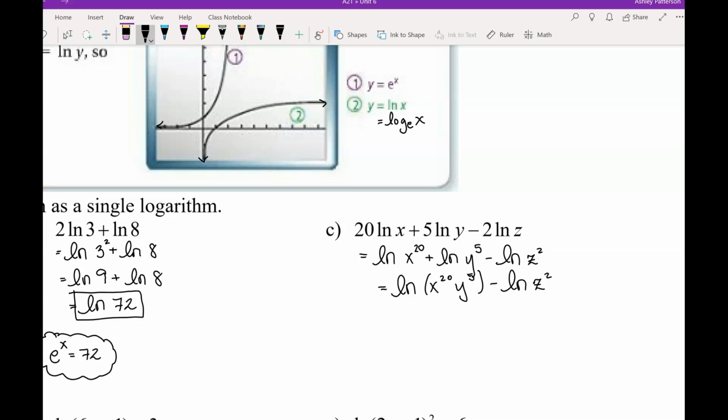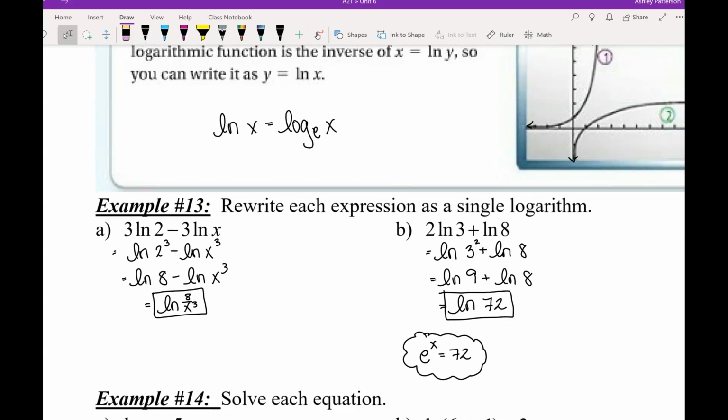Continuing to combine, now I have two logarithmic expressions that are being subtracted, so taking that first term and putting it in the numerator, we have the natural log of x to the 20th, y to the 5th, all over z to the 2nd, and that's our final answer because we can't reduce anything. Okay, so again, the properties are still the same. We're just dealing with base e.